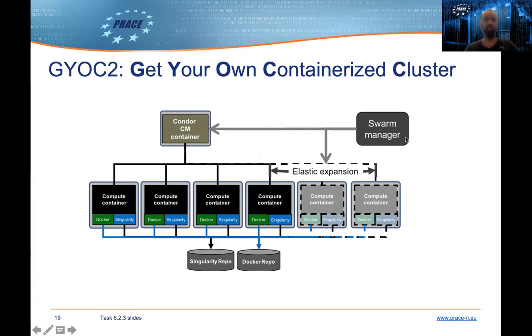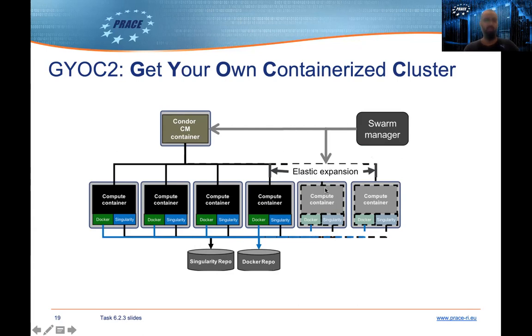And Docker Swarm is the distributed orchestrator that comes together with Docker Engine. Inside those containers, the compute nodes, which are the executors of the HTCondor cluster, run as containers, and they can run the jobs internally as containers, either Singularity or Docker containers. So all the compute nodes can connect to a Singularity repository or Docker repository.